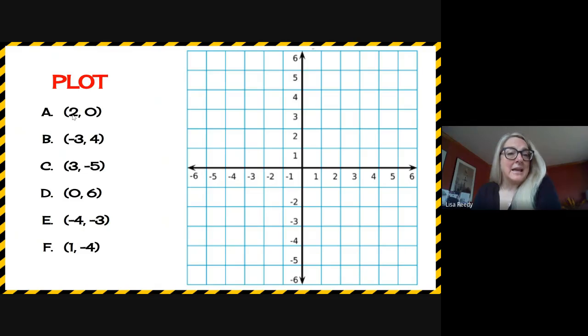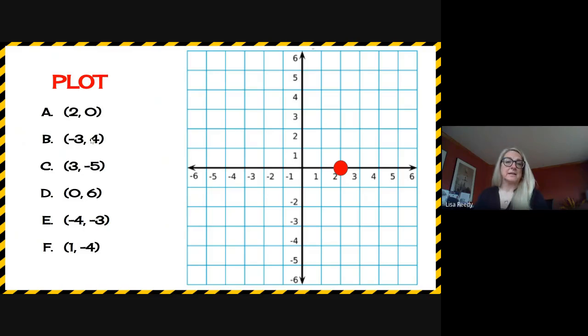So if I look at A and it's 2, 0, I'm starting at the origin. My x is a +2. Now remember, this is your x. So I'm going to go 2 to the right because it's positive. And then 0 would be nowhere up or down. So the point is going to be exactly there, 2, 0. So that is where A is.